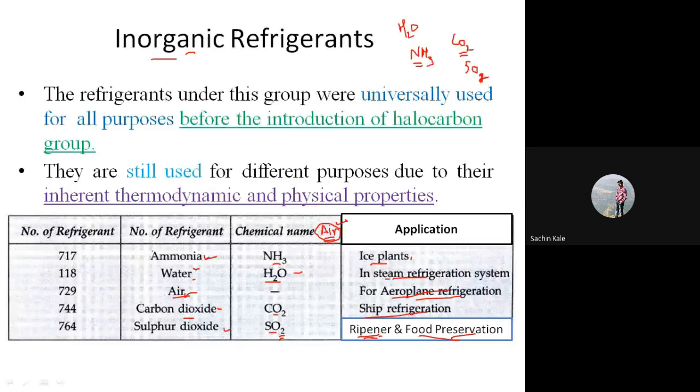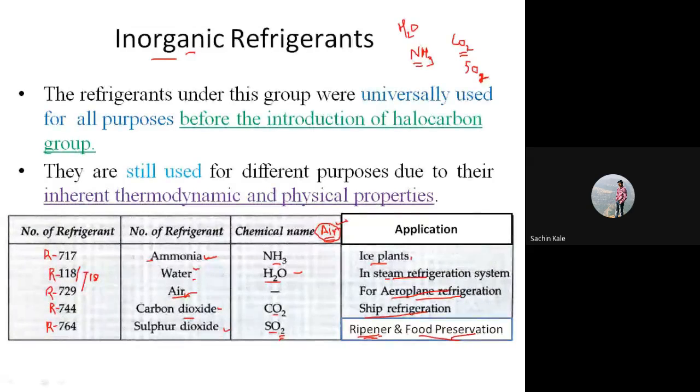If you see the refrigerant numbers of those inorganic refrigerants, ammonia has the refrigerant number R717. Water is represented by R118, or it can also be represented as R718. Air has the refrigerant number R729. Carbon dioxide has the refrigerant number R744. Sulfur dioxide has the refrigerant number R764.